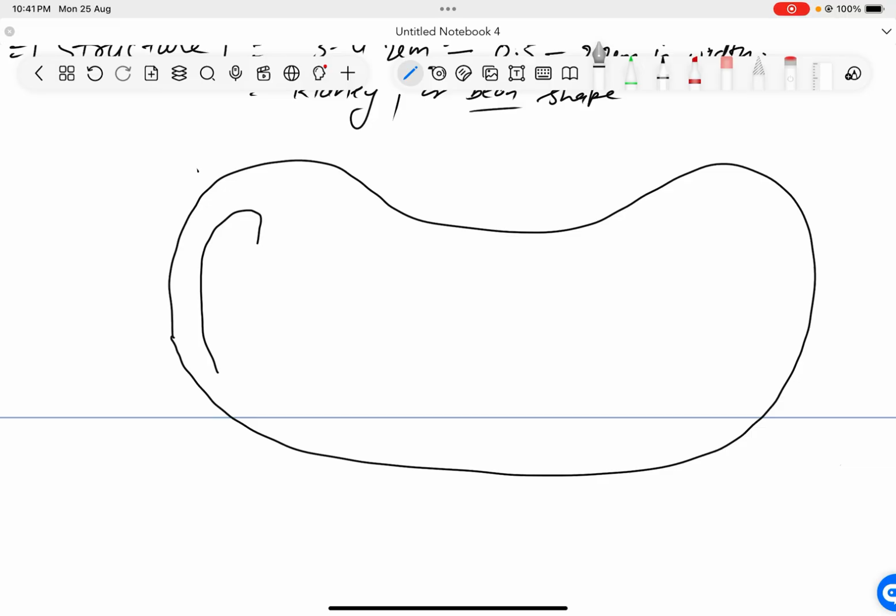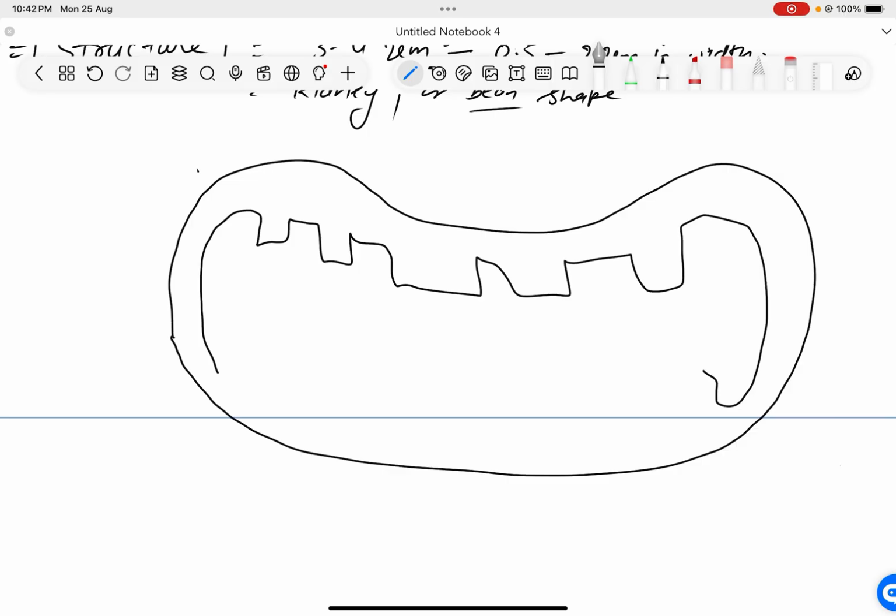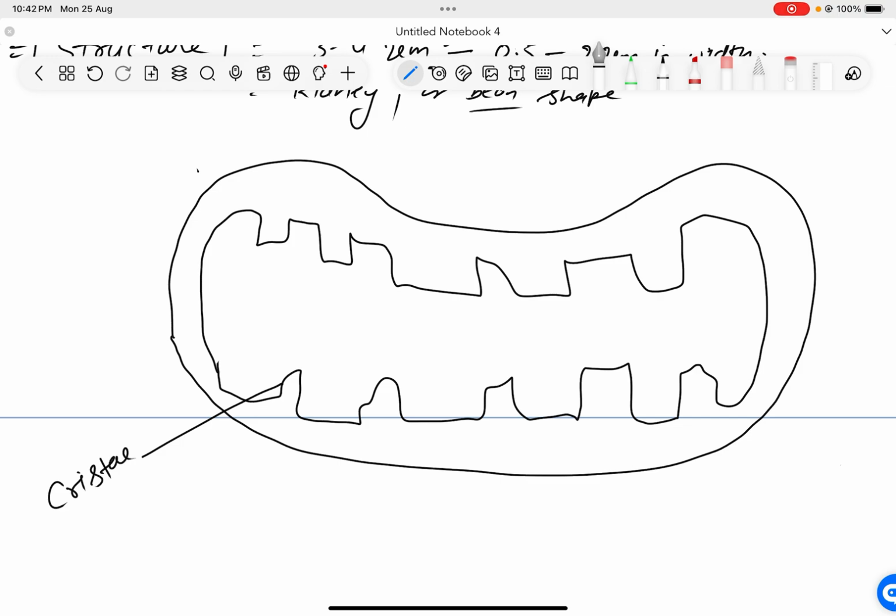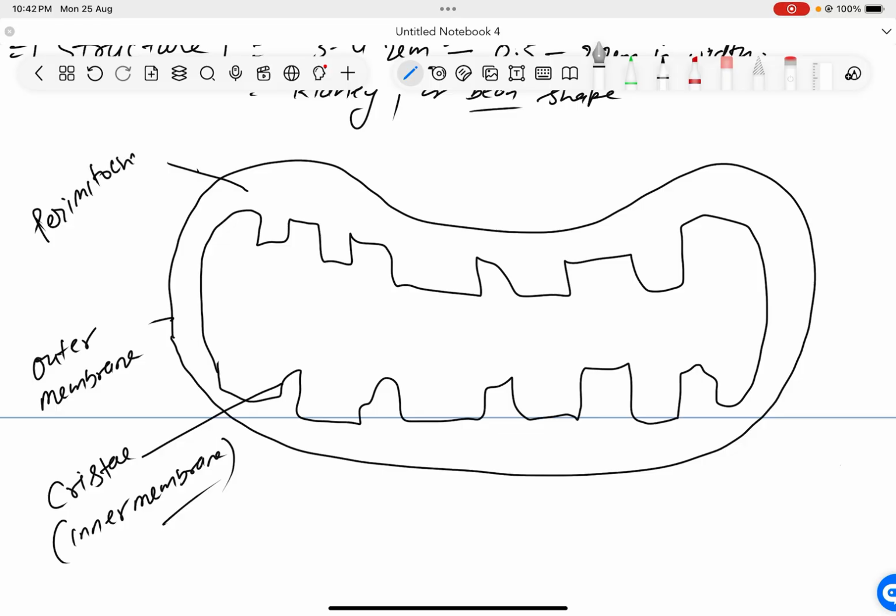Outer membrane is smooth, and an inner membrane which shows so many folding inside, like this. And this inner membrane is known as cristae, and outer membrane is smooth. Cristae is inner membrane. Okay. The space between two membranes is known as perimitochondrial space.